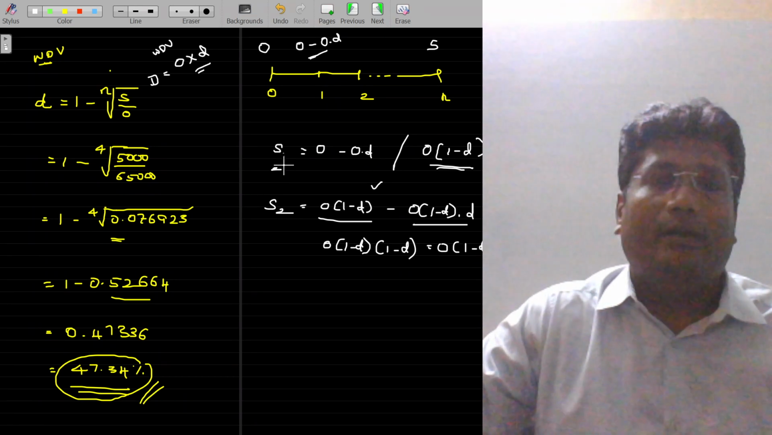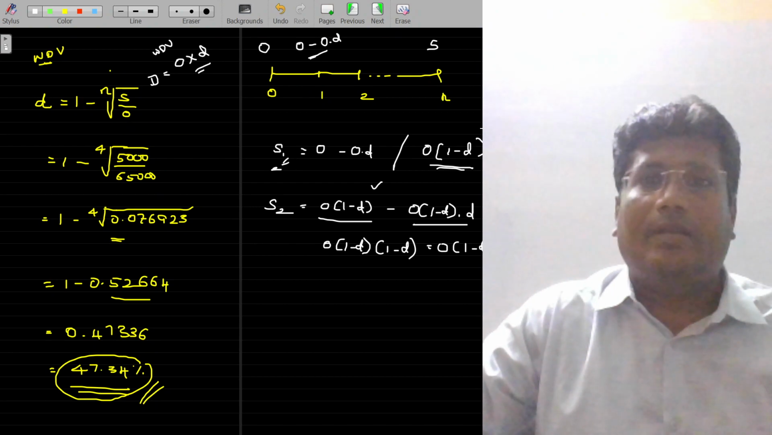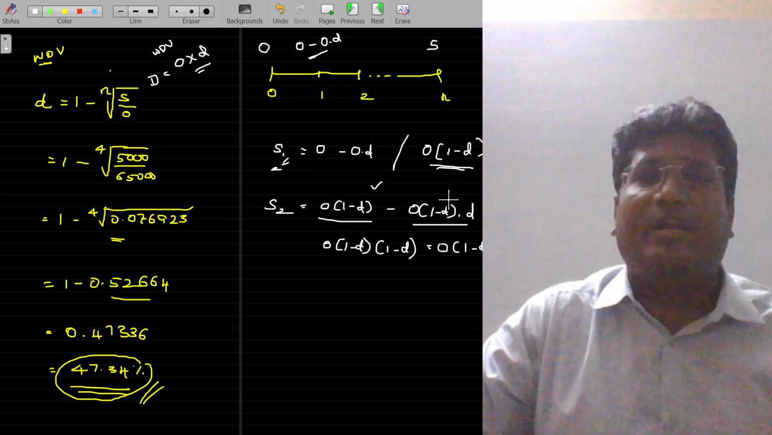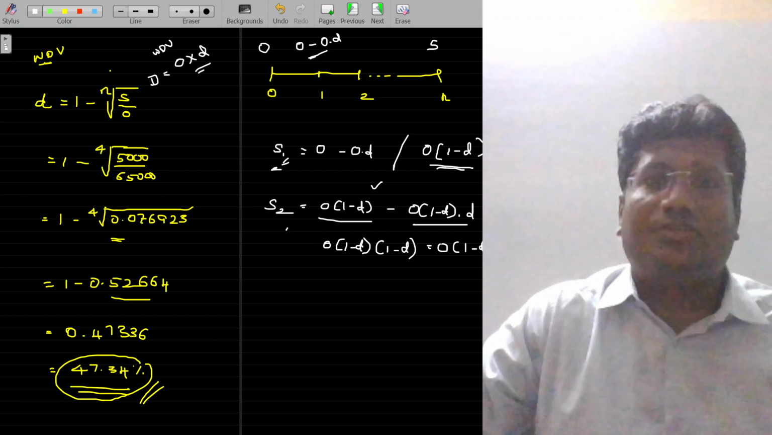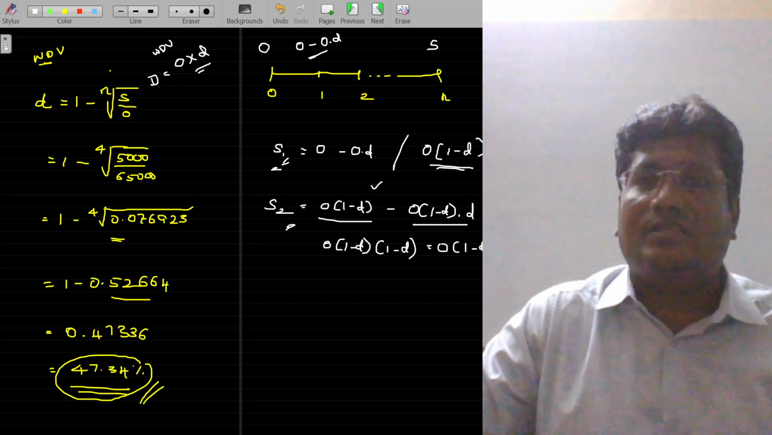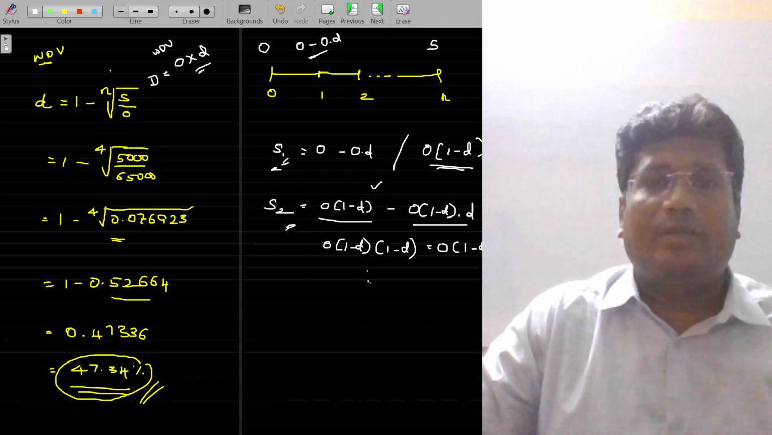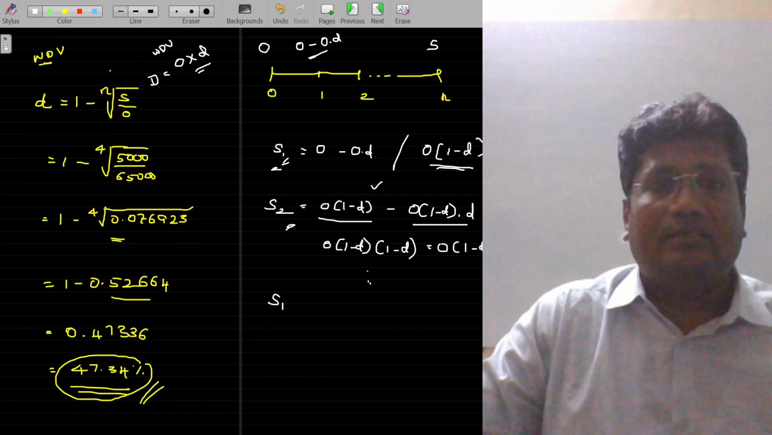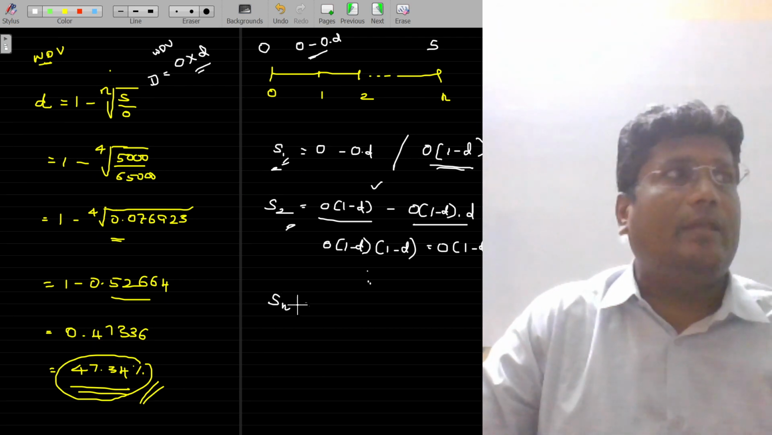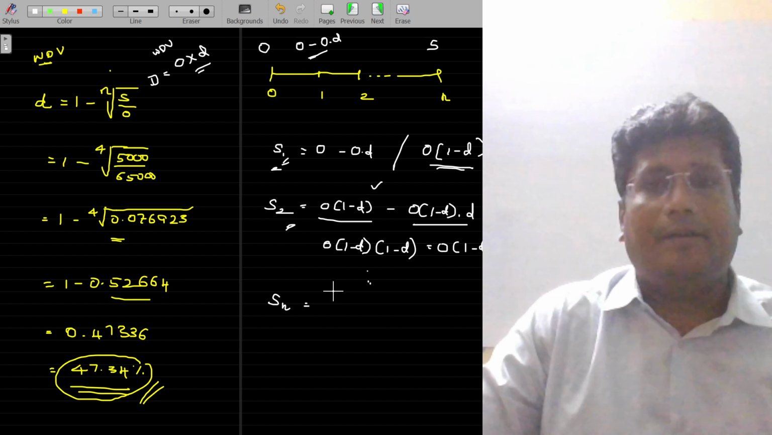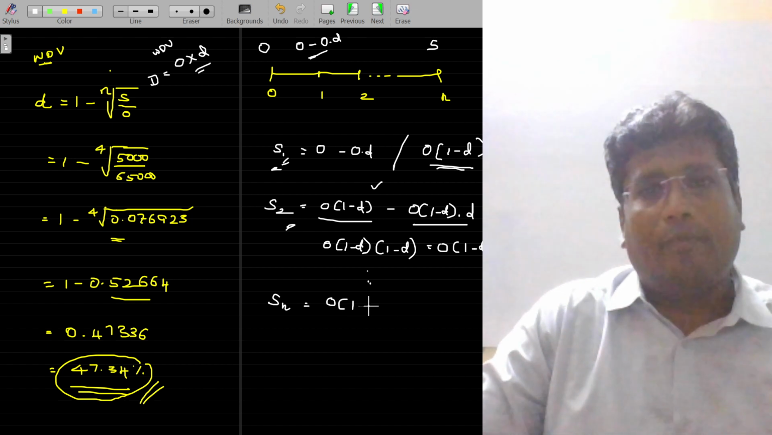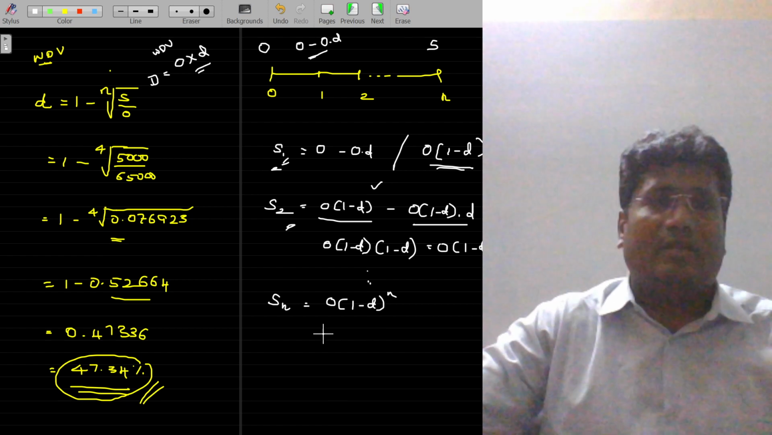If scrap by the end of first year means it's O into 1 minus D to the power 1, for the second year the same formula exists, but only the power changes. From this, it is very clear. Sn, or scrap value by the end of the life, say fourth year end, will be O into 1 minus D to the power n. That's all. This is the simplest formula here.